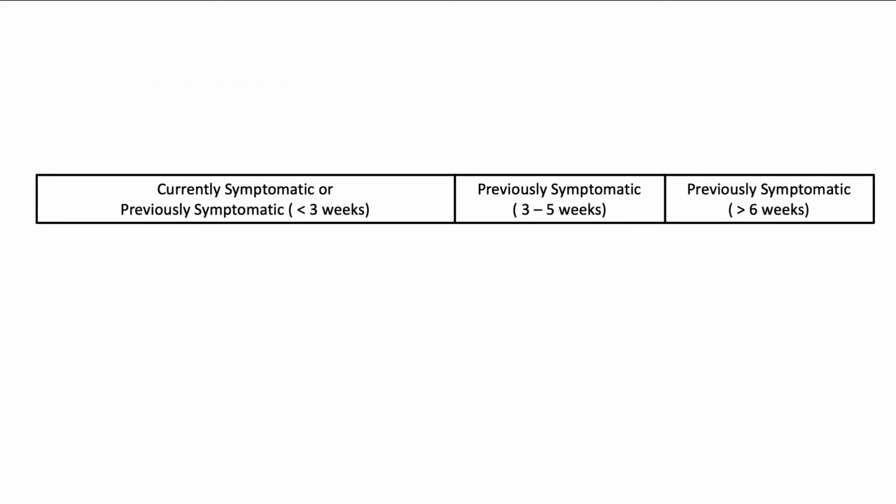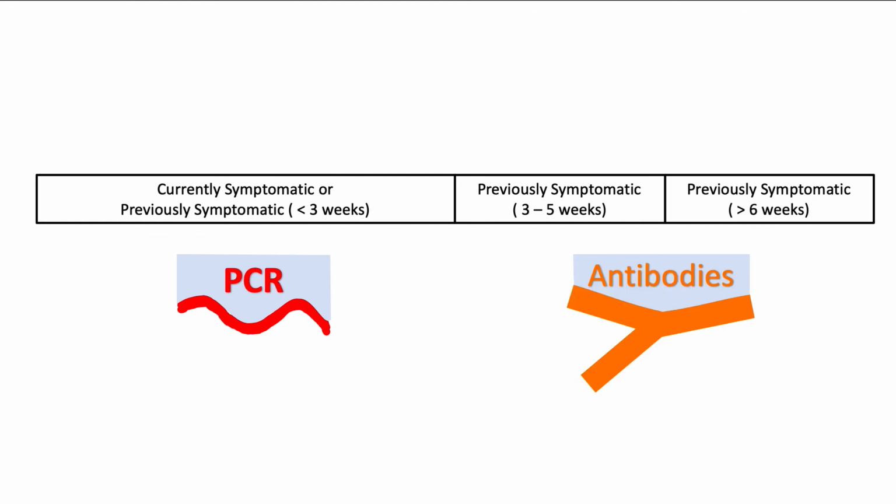What does this all mean? If you are currently symptomatic or your symptoms started in the last 3 weeks, a PCR test is an effective and accurate method to determine if you are infected with COVID-19. If your first symptoms were more than 3 weeks ago, an antibody test is the most effective and accurate method for determining your COVID-19 infection status.